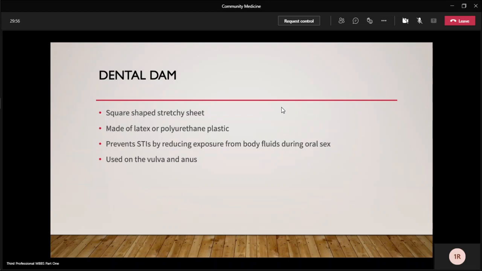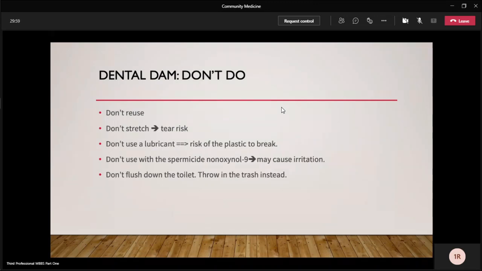So this is the dental dam, and what is not to be done? It should not be reused. It should not be stretched because there is a risk of tear. Lubricants should not be used because of the risk of the plastic breaking, and it should not be used with spermicide, which can cause irritation. It should not be flushed down the toilet; rather, you should throw it in the trash. So these are some of the references I used for the slides.